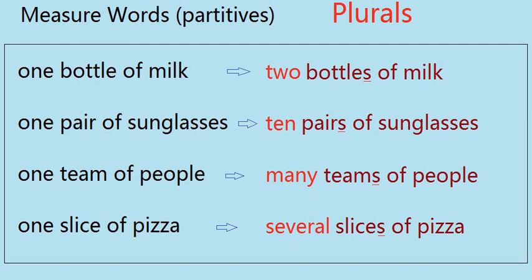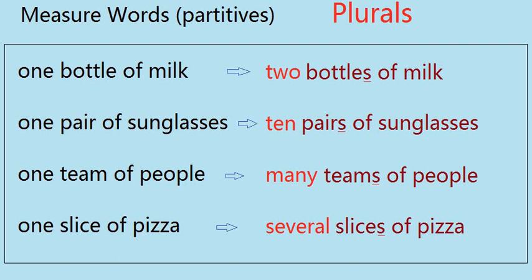So one bottle of milk becomes two bottles of milk. It's not two bottle of milks, it's the bottle that becomes plural. The partitive now is plural. One pair of sunglasses becomes 10 pairs of sunglasses. Sunglasses is already plural, so we have to add an S to the measure word. One team of people becomes many teams of people, not many team of peoples. And one slice of pizza, several slices of pizza.